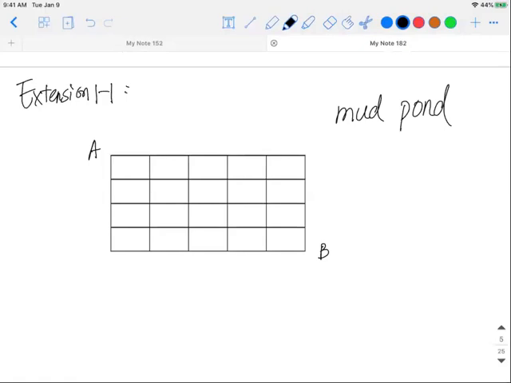Maybe something like here. I have something like here, okay? Now, I have some mud pond. It means all those shadowed areas, Peter cannot go. But for the other areas, people can go as well. In that case, who can tell me how many ways Peter will be able to walk from A all the way to B?